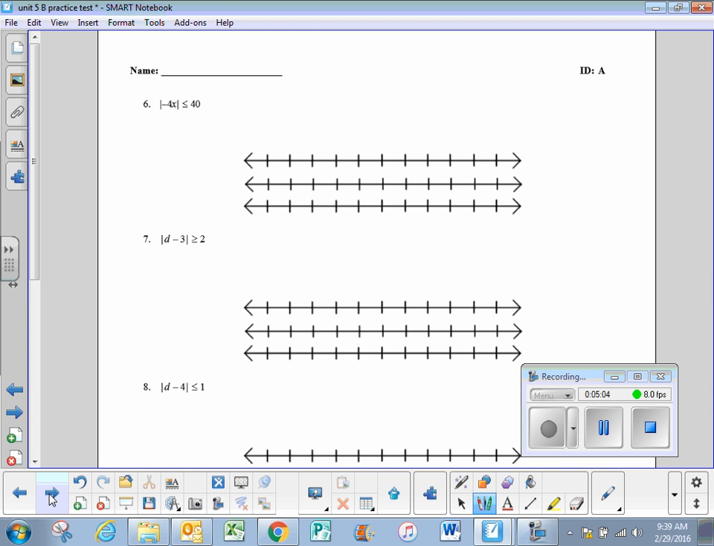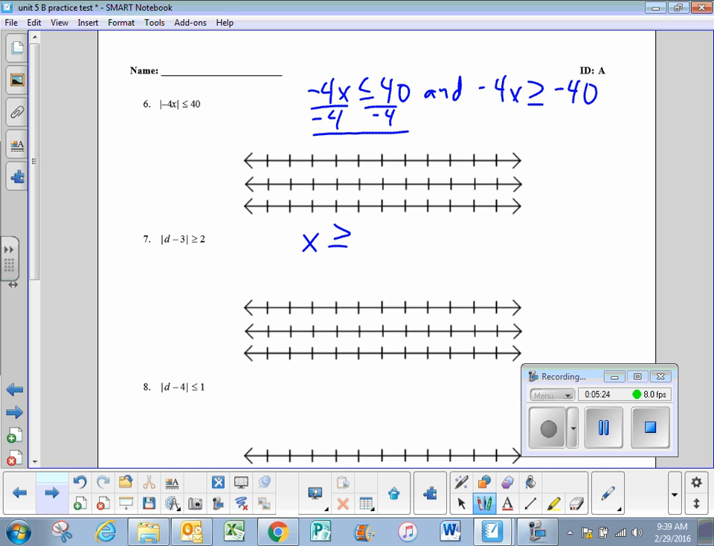My absolute value has already been isolated, so because it starts out as less than or equal, it's going to be an and. I write the first one as is, and I write the second one by reversing the inequality and changing the sign to the right. Then I go ahead and solve. On this one, I divide by a -4. Don't forget that was the only kind of tricky thing we learned in the last unit, or the beginning of this unit, was to reverse the inequality when you multiply or divide by a negative.